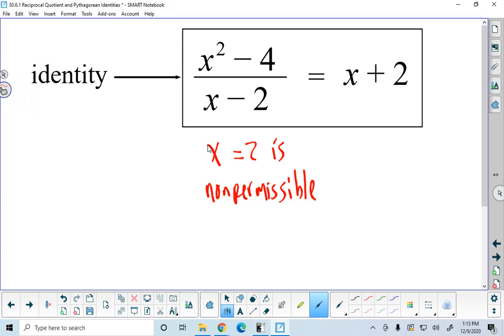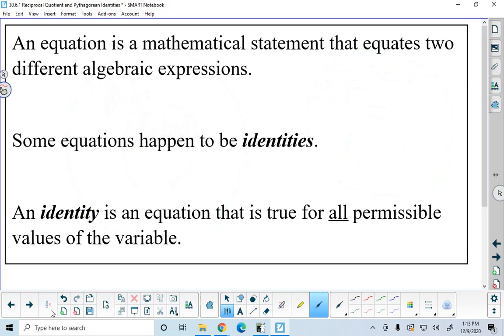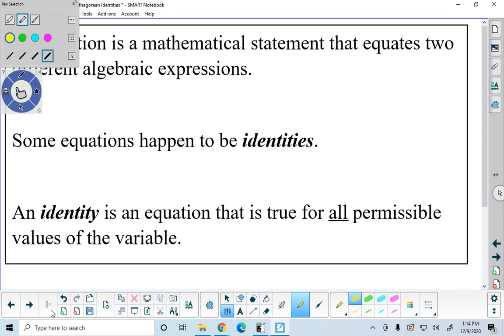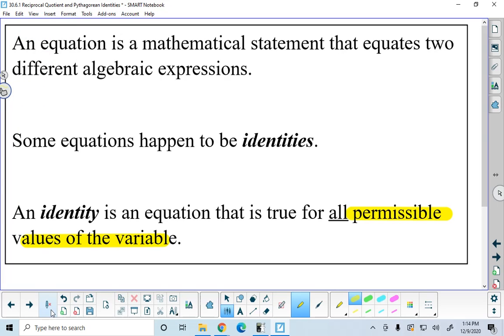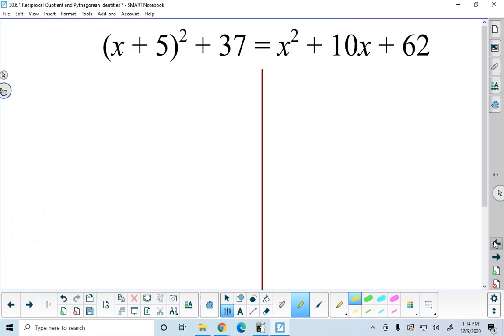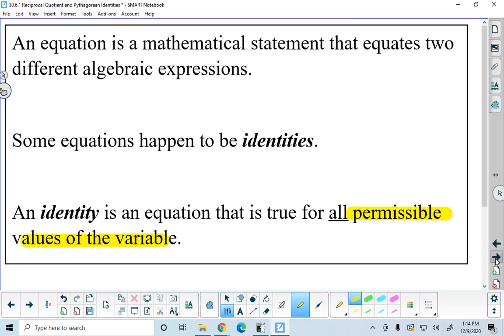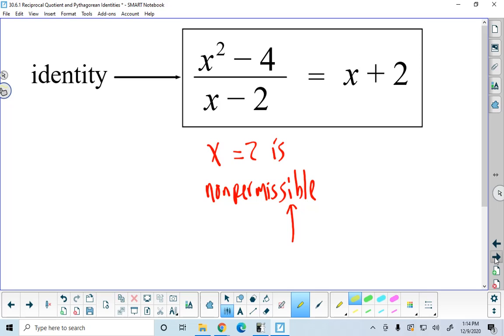I don't know how that's spelled. Sometimes I spell it with an A here, sometimes I spell it with an I. I don't know. And if you look at the previous page here, it says an identity is an equation that is true for all permissible values of the variable. So it may not be true for a non-permissible value, but as long as it's true for all permissible values, then it's an identity. How many of you, by the way, just type yes in the chat, see that these two are always equal except for that non-permissible value by looking at the algebra of what this is?